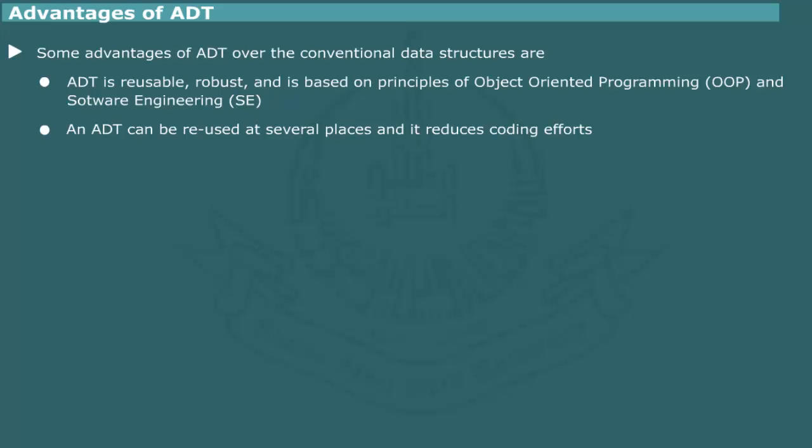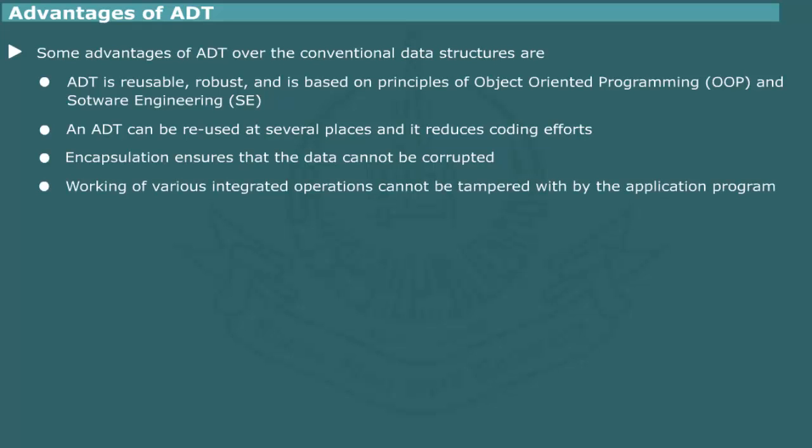In an abstract data type, the implementation of operations and data items are hidden from the user. Thus, encapsulation ensures that the data cannot be inadvertently corrupted by a program. Further, the working of various operations integrated into an abstract data type cannot be tampered with by a program. Thus, an ADT ensures a robust data structure.